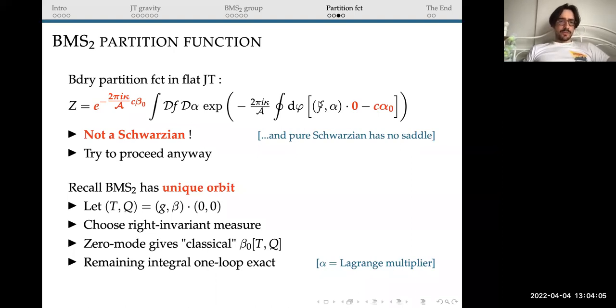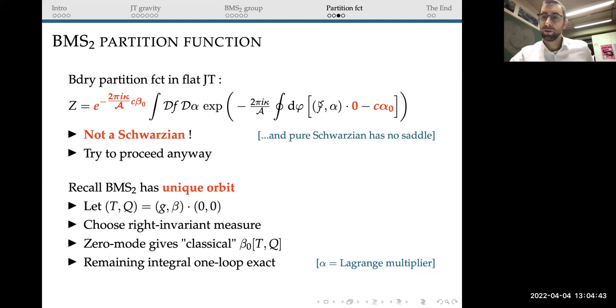So you said the BMS2 group has a unique orbit. So yeah, in principle, I can access. Oh yeah. But you're saying you still have, because in the way we look at this theory, we have constant representatives, and this defines sort of the vacuum solution, and then we act on it with the asymptotic symmetries and create a whole orbit. With this, you know, seed. Yeah.